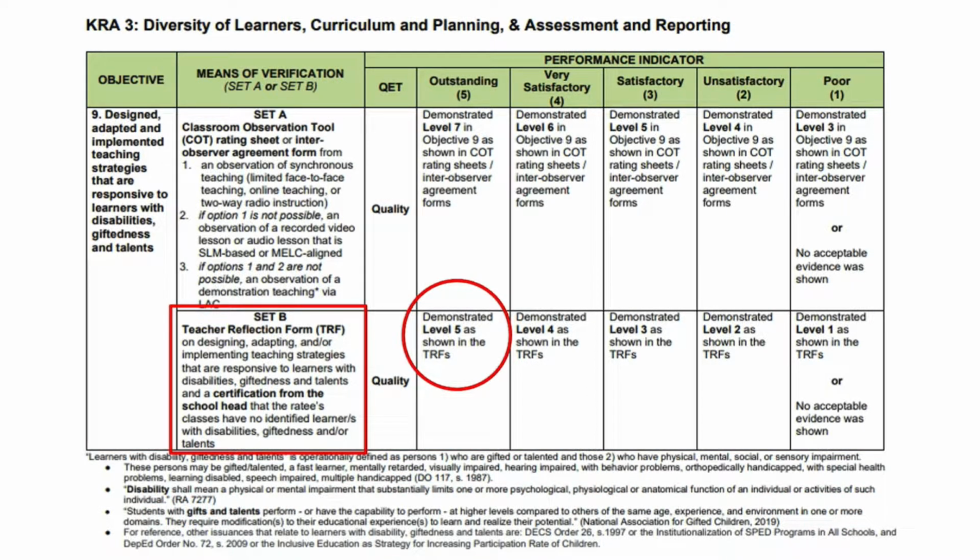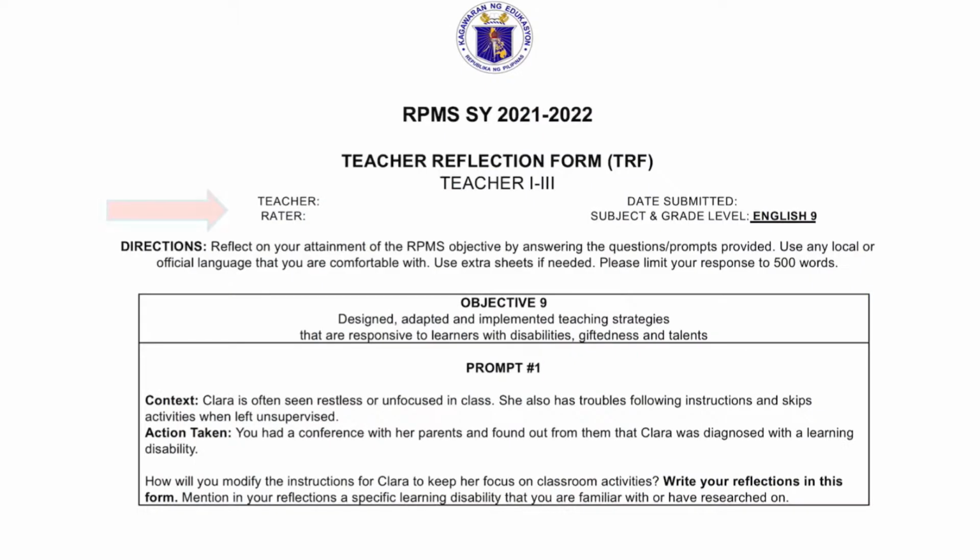So, eto na. Pupunta na tayo sa parts ng TRF. Okay, so the first part of our teacher reflection form is the teacher. So, ilalagay natin yung pangalan natin. The rater. Sino ba yung rater natin na mag-rate sa ating TRF? And date submitted. Then, subject and grade level. So, yung grade level na handled ko is 9 and the subject is English. So, what are the directions para sa TRF natin?